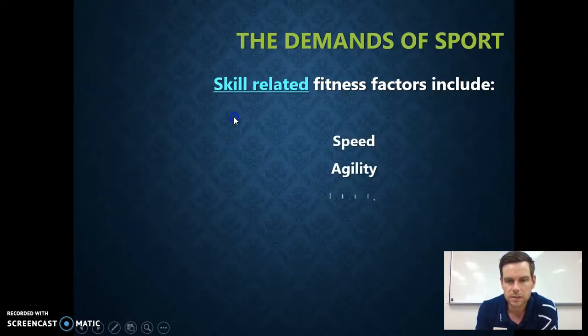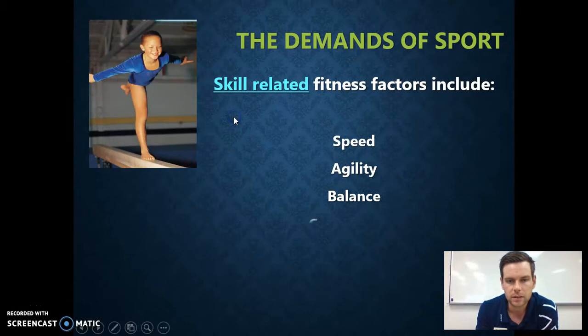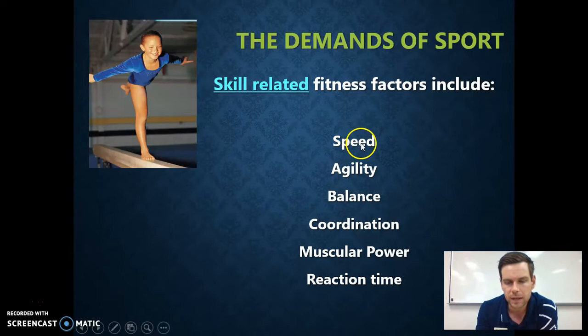So agility, speed, balance, coordination, muscular power, and reaction time. So speed, in terms of getting from point A to point B as fast as possible, is not so important for everyday people who are not looking to improve their athletic performance too much, but definitely for team sport athletes looking to increase their speed. So basically how fast you can move yourself from point A to point B, or a body part, so the speed of a body part.